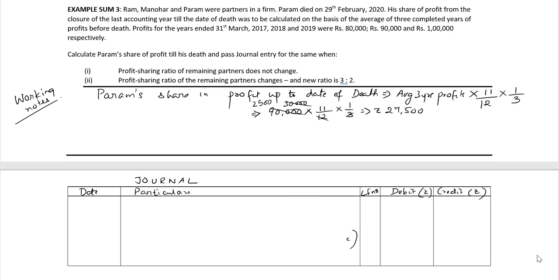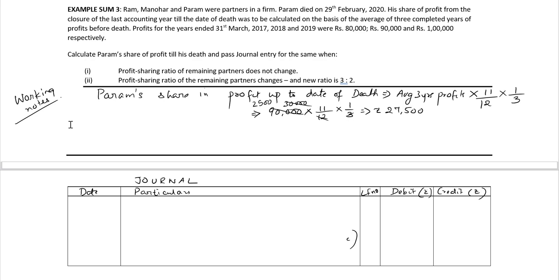Let's go to case 2. Case 2 says the profit sharing ratio of the remaining partners changes and the new ratio is equal to 3:2. Now there's a change in the profit sharing ratio. We need to debit 27,500 not to profit and loss suspense account but to the gaining partners in their gaining ratio. So we'll go forward and calculate the gain of the gaining partners so that we can get their gaining ratio.